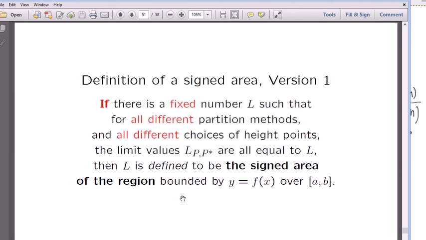Of course, there are infinitely many ways. There's no way to check one by one. We have to argue mathematically that it actually happens. All right, that's my version 1. Nobody likes this version. It has too many quantifiers and is complicated.